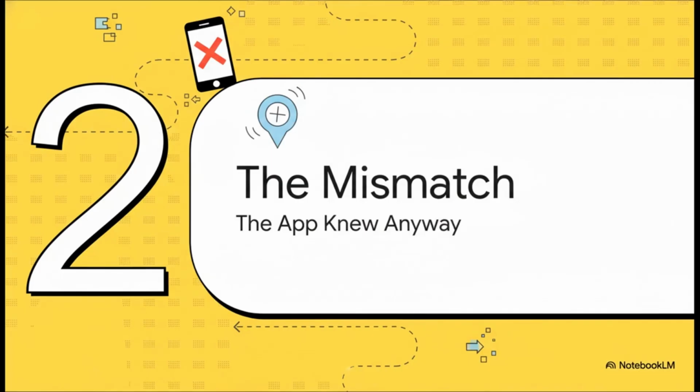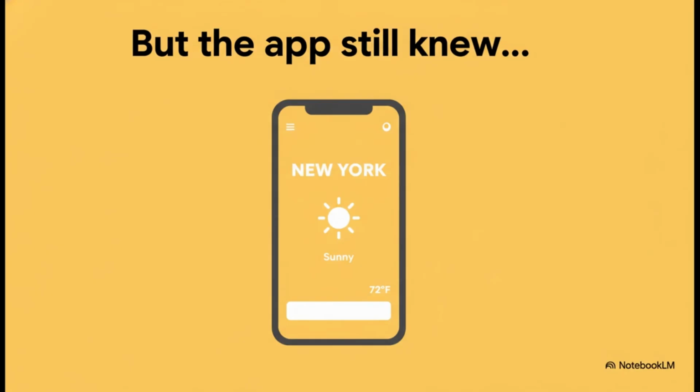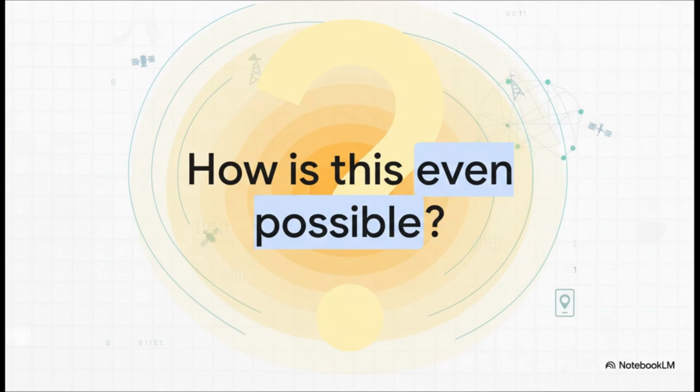But then, the mismatch happened. The software did something that just didn't line up with the action you just took. You open up a weather app, maybe a news app, and boom, it greets you with content for your current city. Not your exact street, no, but it definitely knows the general area you're in. Which leads to the one very reasonable question: how? How is that even possible?